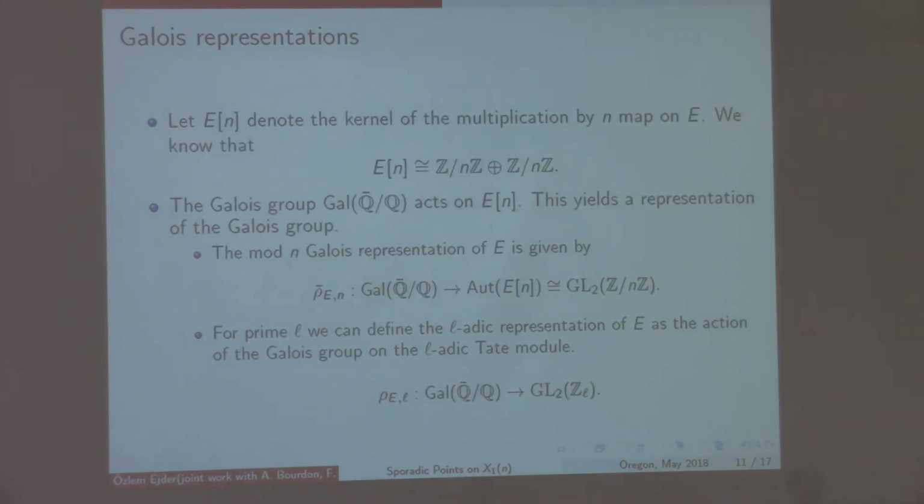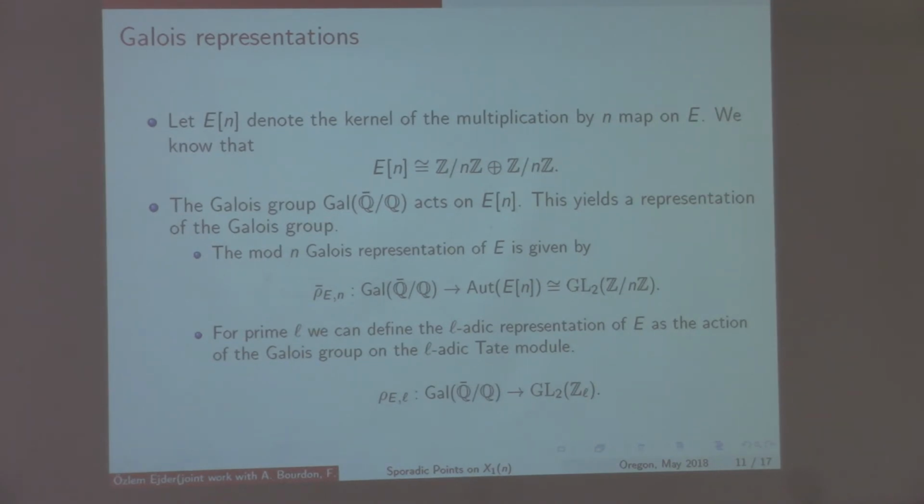All right, so then if I look at the kernel of the multiplication by n map on E, so this is basically the set of points with order dividing n, not necessarily n, E[n], and we know that it's a two-dimensional space. It's isomorphic to Z/nZ plus Z/nZ. And if I look at the action of the Galois group on this space, that gives me a representation from the Galois group to the automorphisms of this space, which is isomorphic to the invertible 2 by 2 matrices with Z mod n coefficients.